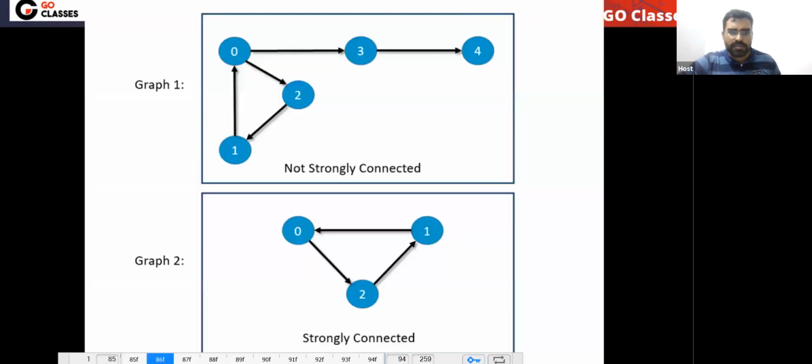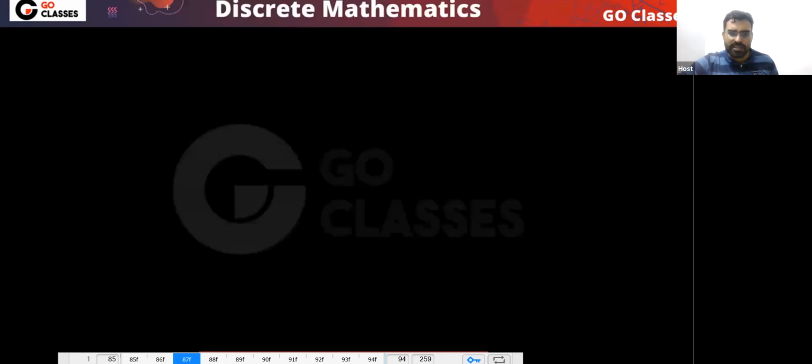For example, this graph, if you notice, is strongly connected. This graph is strongly connected. This graph is not strongly connected. What is the number of strongly connected components here? 1. And what is the number of strongly connected components here? You can notice this is a cycle, so this is a strongly connected component, this is a strongly connected component, and this is a strongly connected component. So this is 3.